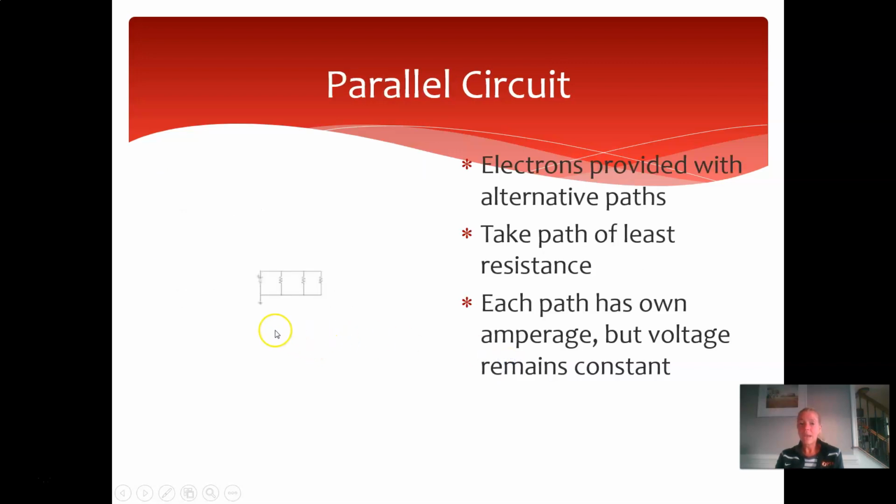As compared to a parallel circuit, and I'm sorry these pictures are so tiny, with the parallel circuit there are at least 1, 2, 3 paths for the electricity to follow. Again, it will find the path of least resistance and continue to flow, and if one path gets interrupted, it'll just continue to flow through the other two. Each path is going to have its own amperage, but the voltage is going to remain constant because we still have the same amount of electricity flowing through the entire circuit.